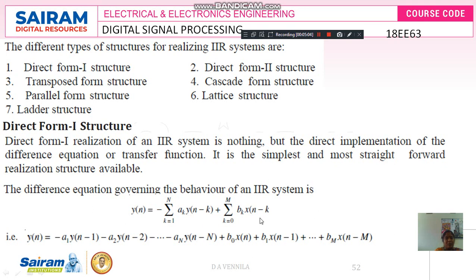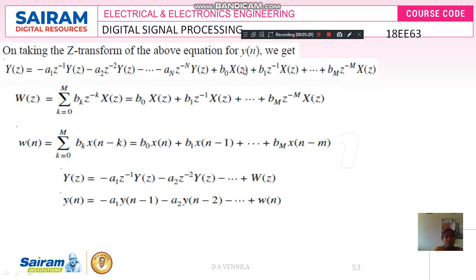Now the difference equation will be given like this, and we are going to split the equation: y of n equal to minus a1 y of n minus 1 minus a2 y of n minus 2 etc. minus an y of n minus n plus b naught x of n plus b1 x of n minus 1 plus bm x of n minus m. So like that we need to simplify.